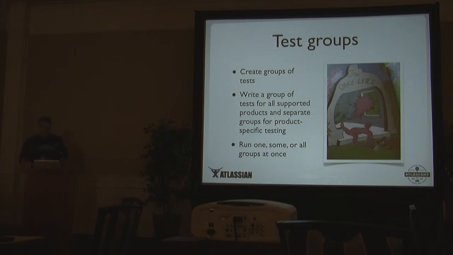Imagine that you want to write a group of tests for all your supported products. So let's say you're running a cross-product plugin. OK, here's Jira, here's Confluence. There are some things that Jira doesn't have that Confluence has, and vice versa. And there are some things that are in the plugin core code that just need to work no matter what product it's on.